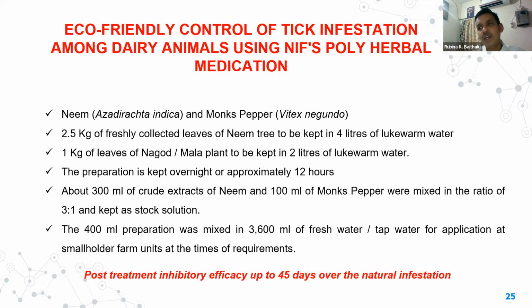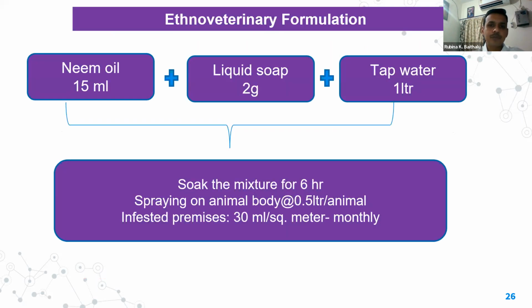So it is approximately 4 liter. And that 4 liter is enough for treatment of at least 10 to 20 animals. After treatment, it has the anti-repellent effect up to 45 days. So anybody can prepare and use it. It has to be applied on the animal body only or in the premises, and that has to be continued at least for 3 continuous days. Then it can give the anti-repellent effect up to 45 days.